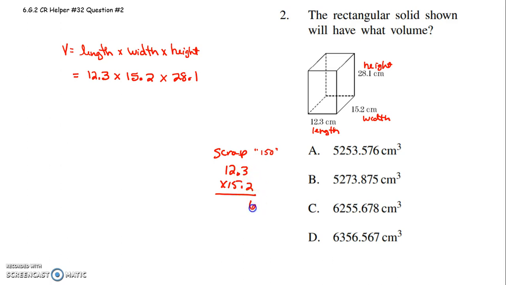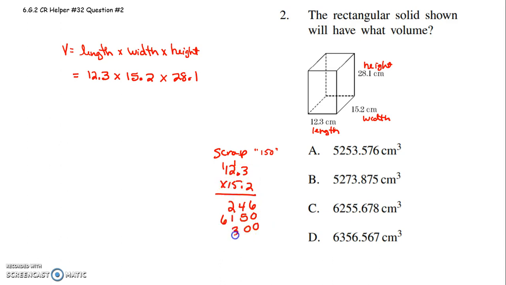2 times 3 is 6. When you're long multiplying with decimals, you don't worry about the decimals till the very last step. 2 times 2 is 4. 2 times 1 is 2. 0 placeholder. 5 times 3 is 15. Put down a 5, carry a 1. 5 times 2 is 10, and 1 more is 11. Put down a 1, carry a 1. 5 times 1 is 5, and 1 more is 6. 2 zeros for placeholders over 2 spots.